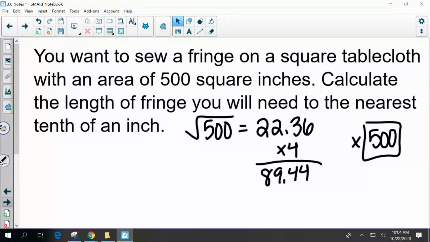89.44. And it says round to the nearest tenth. So it'll just be 89.4 inches.